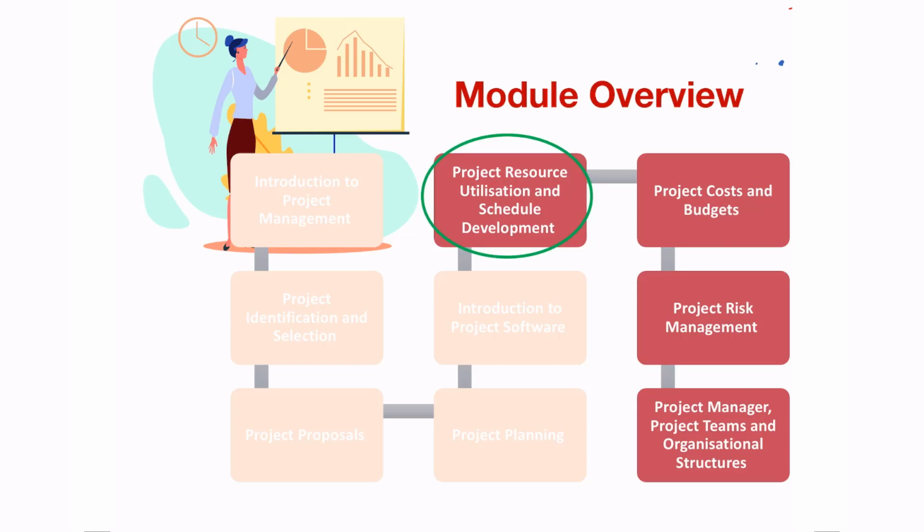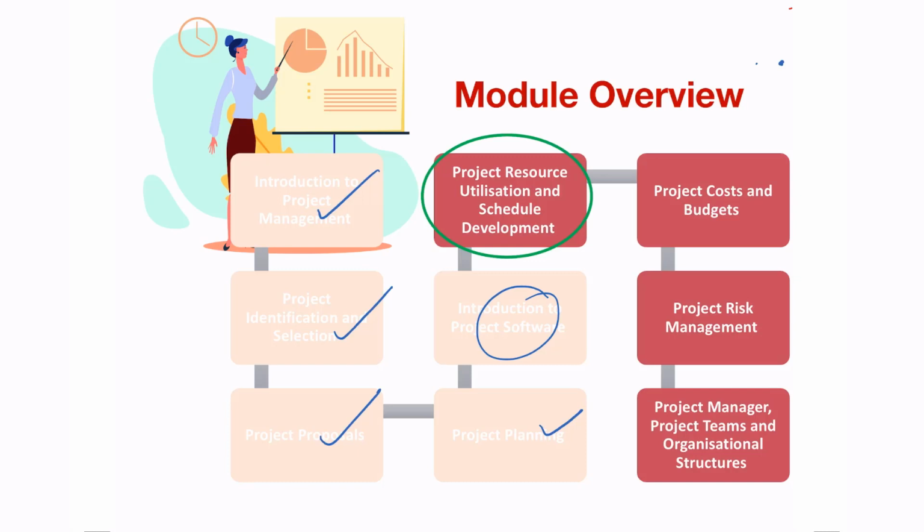And welcome back. So just as a review, chapter 1 covered the difference between a project and project management. We also covered identification and selection of different projects in chapter 2. And then in chapter 3, we went through project proposals. We also covered project planning, and learning unit 5 covered the use of project management software.